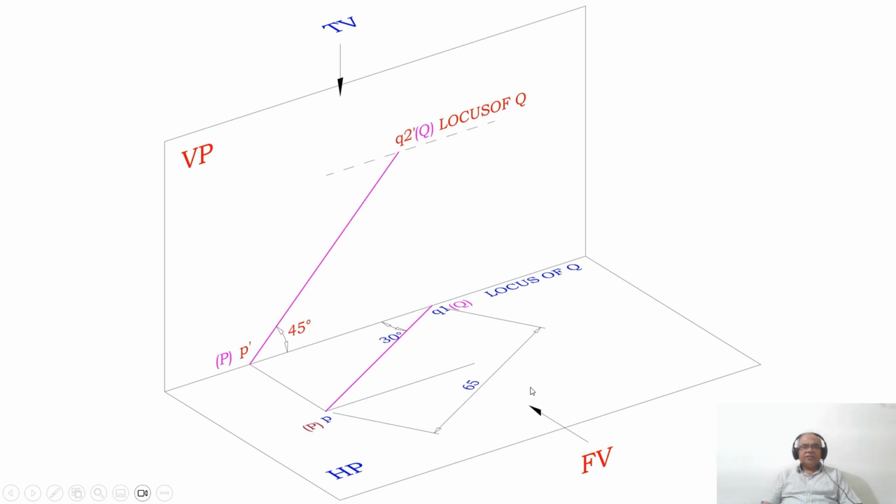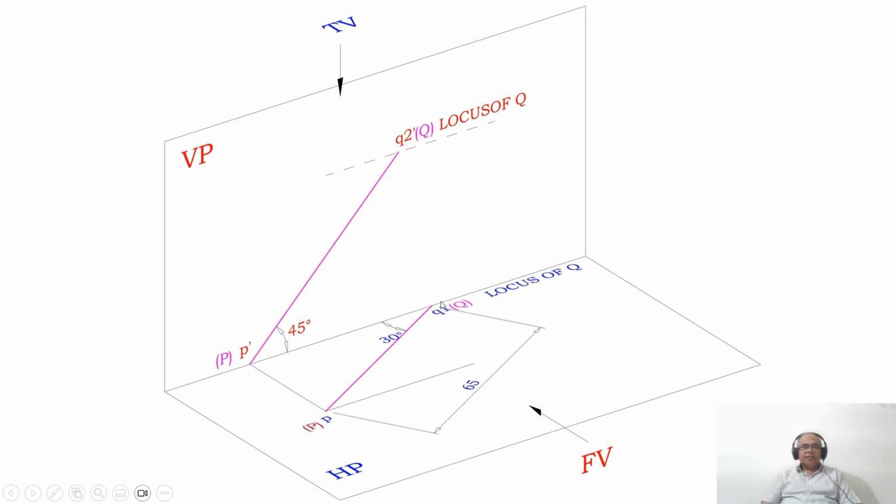You know the true length, which is 65. So from here you draw a line inclined at 45 degrees to HP. The length is 65. So we get the locus of Q in the front view directly. No problem at all. But P should lie on this line, so we have to draw a projector from here to here. That is also fine. But you need to take the position of the point Q, that is Q1. We don't know where exactly that point Q1 is going to lie.